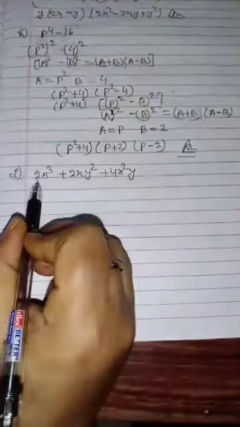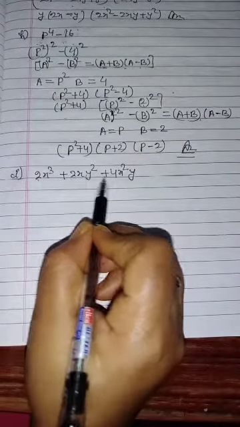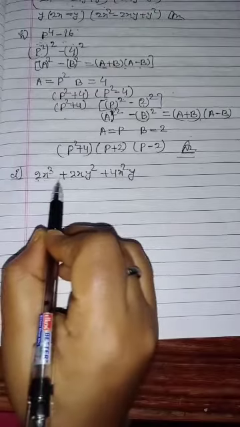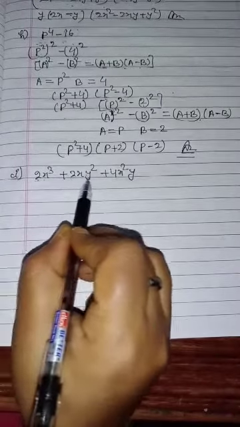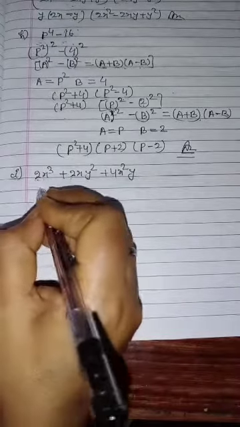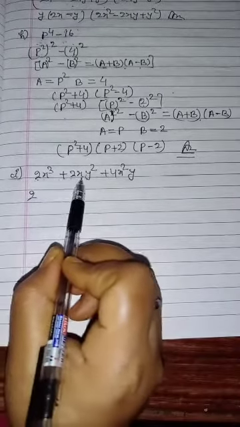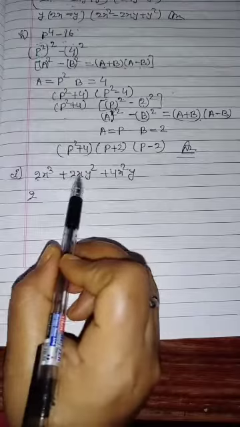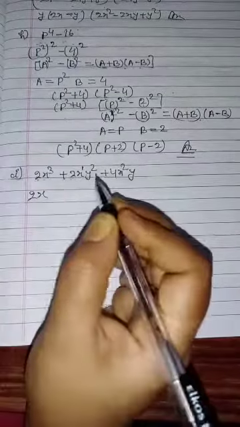Now this is 2x cube plus 2xy square plus 4x square y. If you look at all the terms of the question, you are able to see that 2 is coming as common. Then the x is everywhere. And what is the lowest power of x? The lowest power of x is x to the power 1. So it will also come as common.